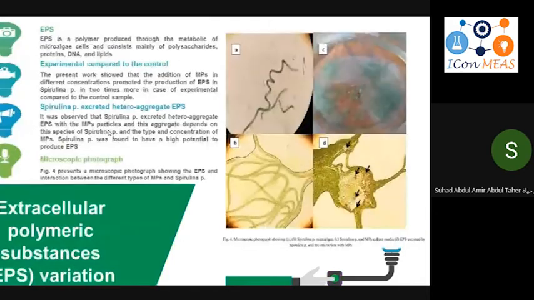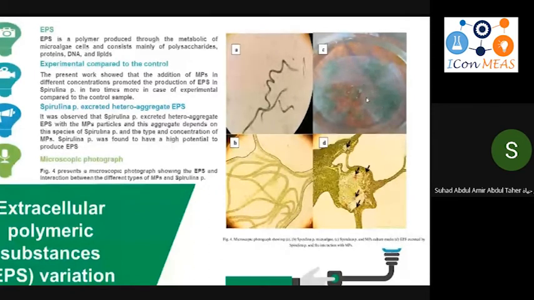Here we see in this picture that the spirulina around the microplastics is very clear when it tries bioremediation of these microplastics. And this is microalgae culture with the microplastics in the culture.